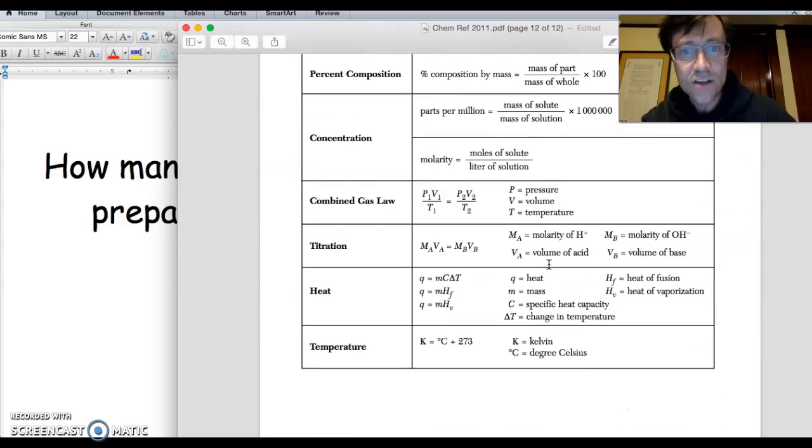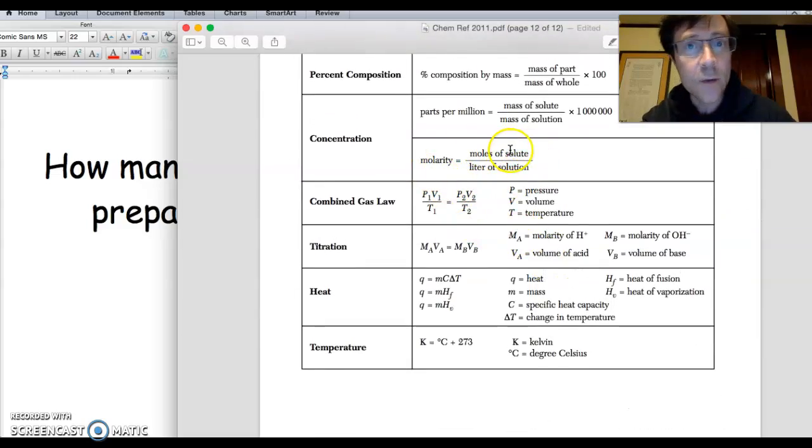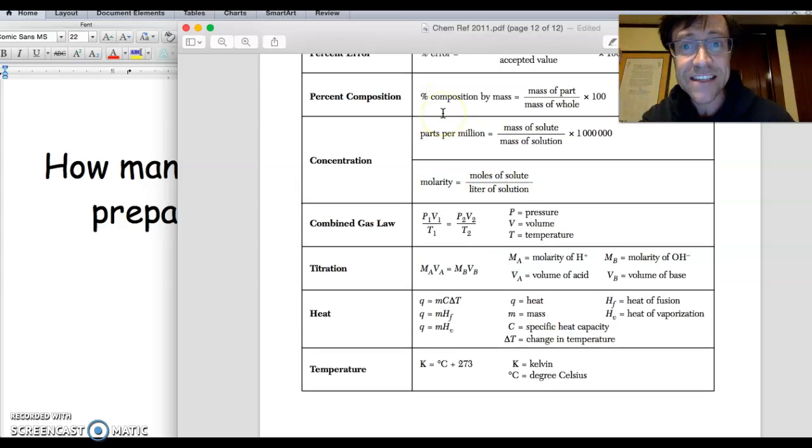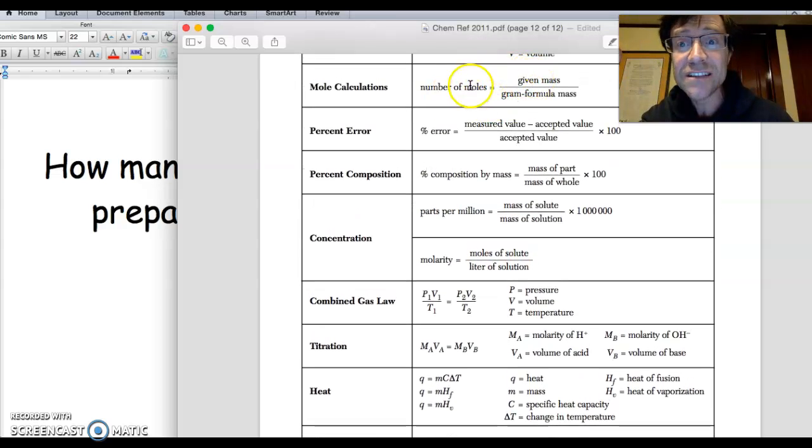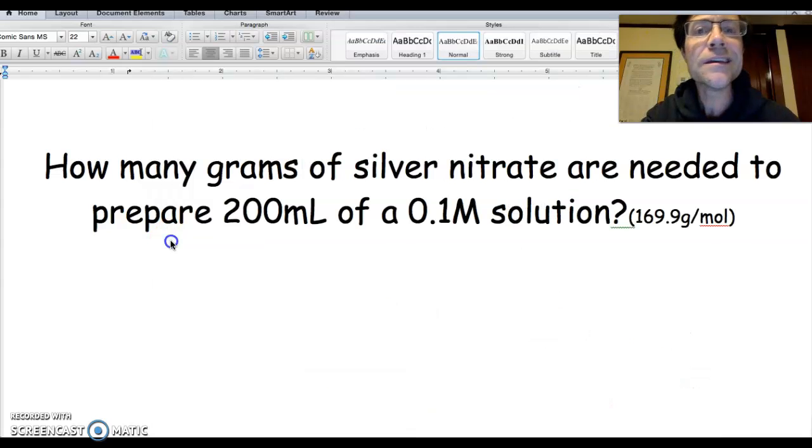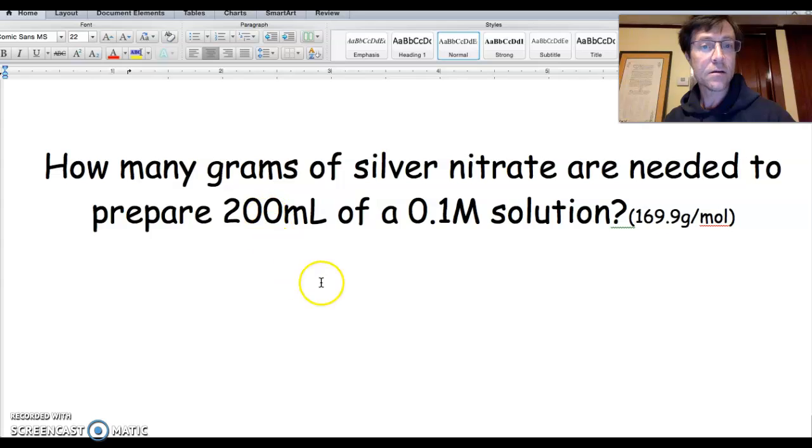In your molarity equation, do you see any grams anywhere? No, not any grams, but you do see moles, right? And we know how to go from moles to grams, because we have the gram formula mass. So if you have grams and the gram formula mass, you can do moles. Easy. Okay, so how many grams of sodium nitrate do you need to prepare?